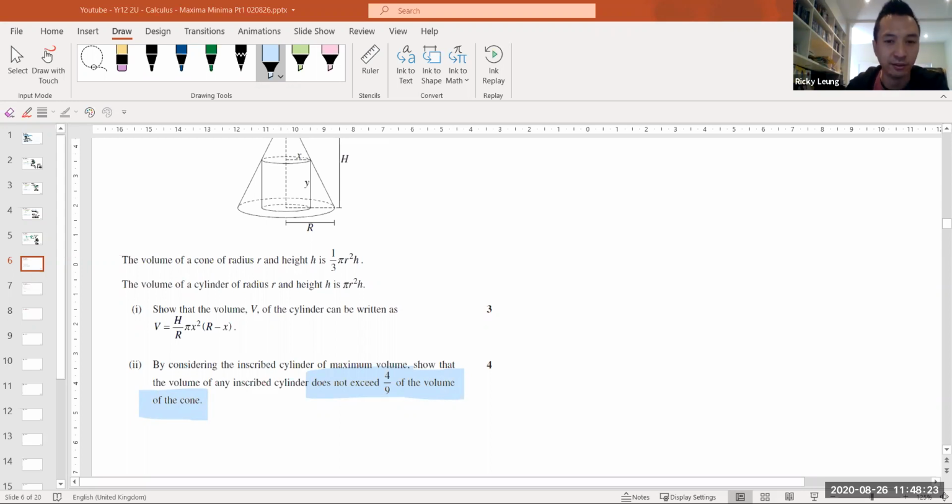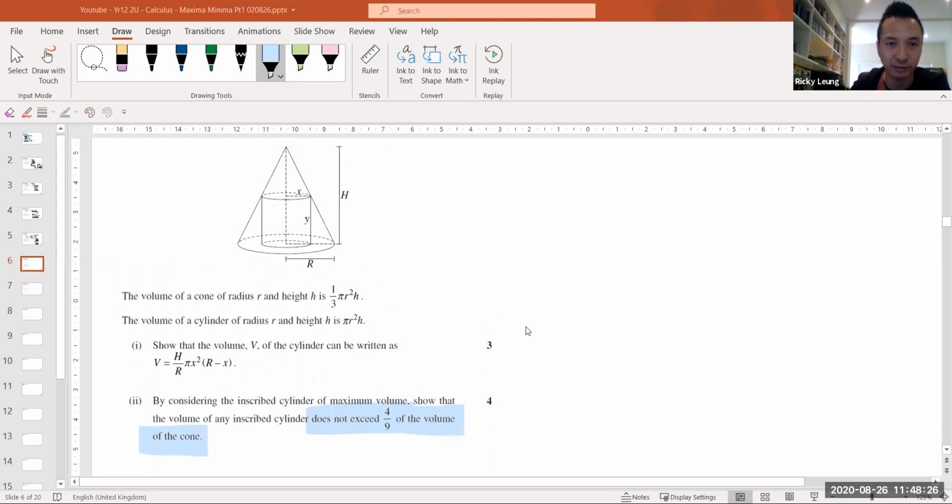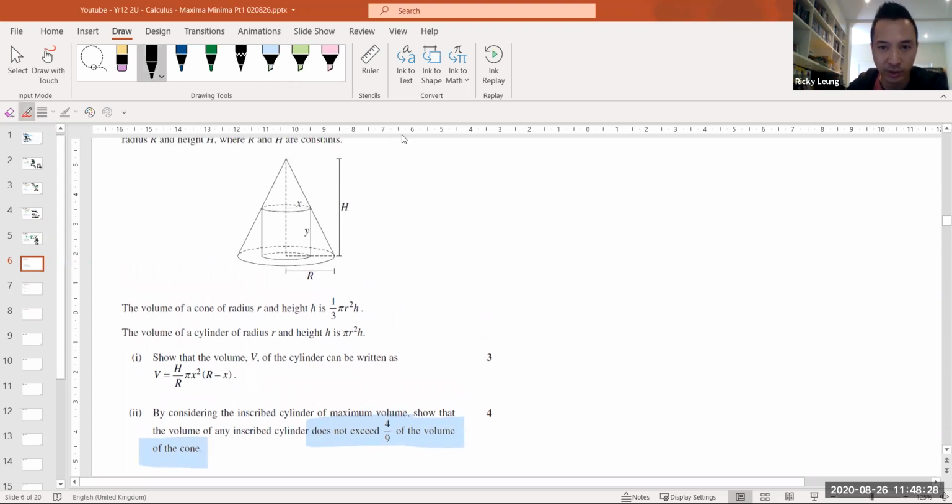So, firstly, let's do something so we know where we're headed. If it doesn't exceed 4/9, so let me highlight this in blue because I'm going to just do it in blue. 4/9 of the volume of a cone.